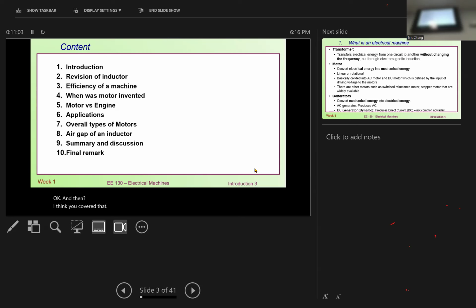Based on that, we can construct a number of applications like transformer, like motor. They are all key components. And then we try to look into the history of the invention and also how to compare the motor with the engine, like the IC engine, internal combustion engine, with the definition and application. We also have an overview of all different types of motor. And then we look at other scenarios, like if we do have an air gap. Later I will show you what the air gap is, and why we need to care about the air gap. So that's some of the design we need to do, and that's what we try to talk about.